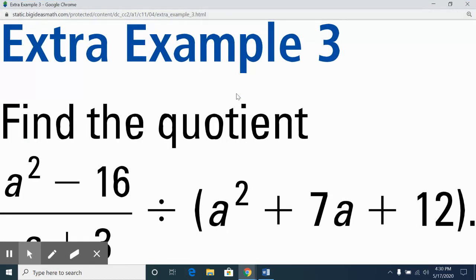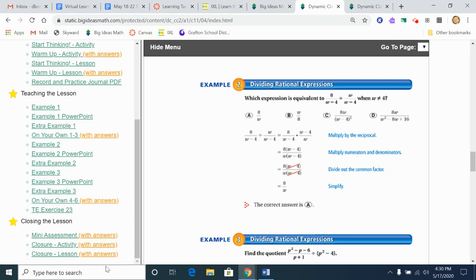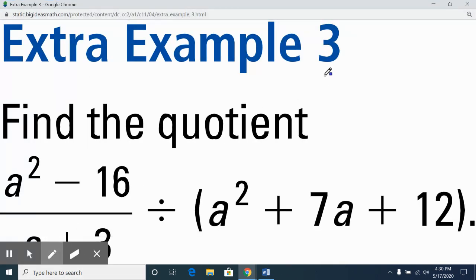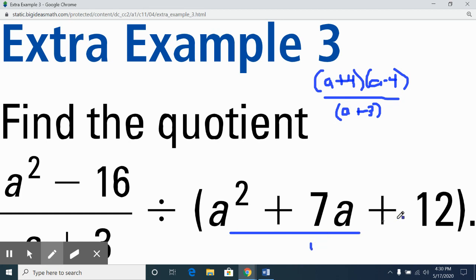Last one, and then you guys are going to practice this, okay? All right, so it's hard to see. So I have a squared minus 16 and then a plus 3. So let's go back in. Changing a squared minus 16 to a plus 4 and a minus 4 over a plus 3. Putting this over 1, right? So I'm going to multiply by the reciprocal.